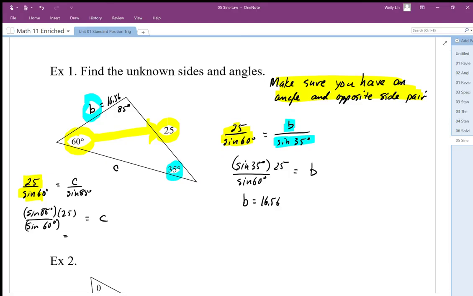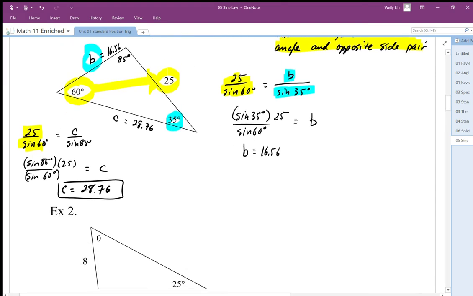That works out to be, what do we get here? We get 28.76. So C is equal to 28.76. So there's our triangle that's solved. We've got all three angles and sides. So we've now solved that triangle.